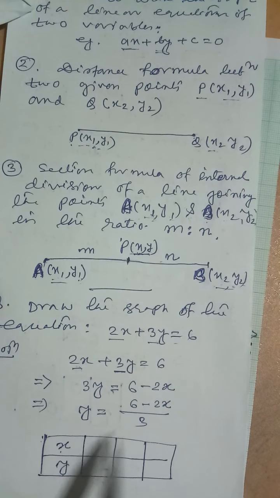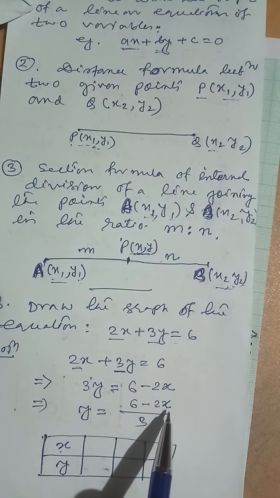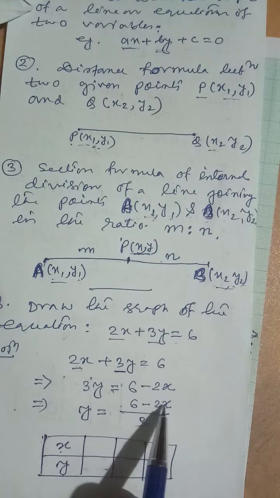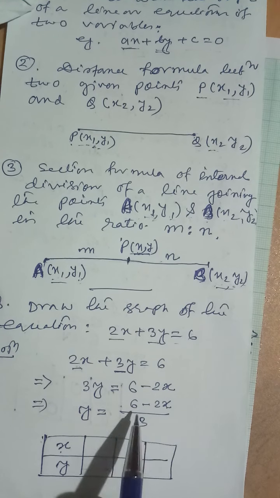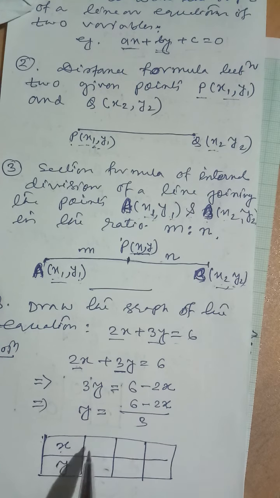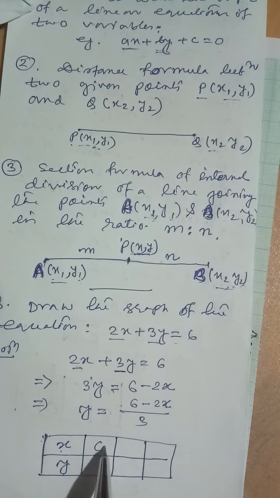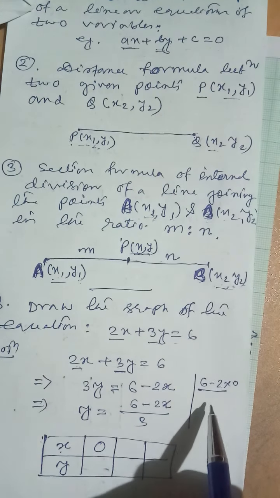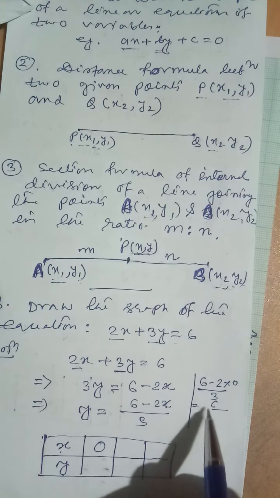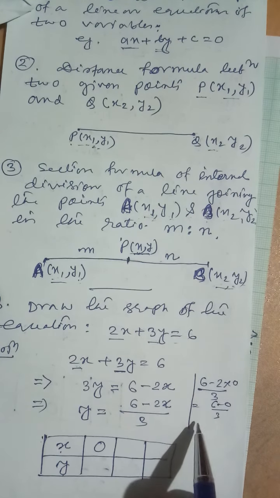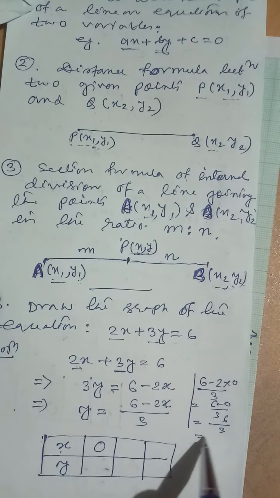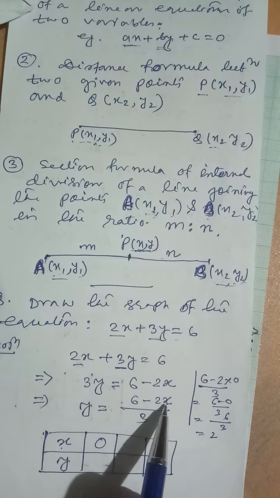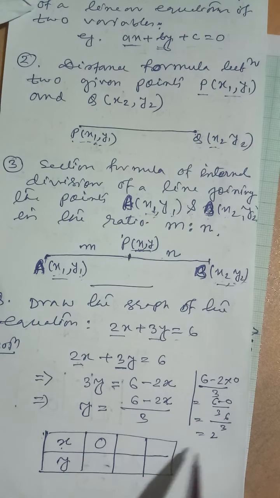As x is the independent variable, x can take any value. We have to take the value of x such that this numerator will be divisible by this denominator, so for x here we can take 0. If we take 0, then we get 6 minus 2 into 0, over 3, that is 6 minus 0 by 3, which gives us 6 by 3, so we get 2 here. Therefore when the value of x is put as 0, we get y equal to 2.